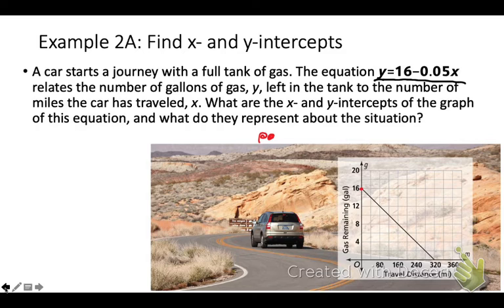So Carly, what is my x-intercept? 320. Good job. So 320 is my x-intercept. What does that mean I've done? You went 320 miles on 16 gallons of gas, because I have how much left now? 0. At 80 miles, how much gas do I have? 12. Okay.